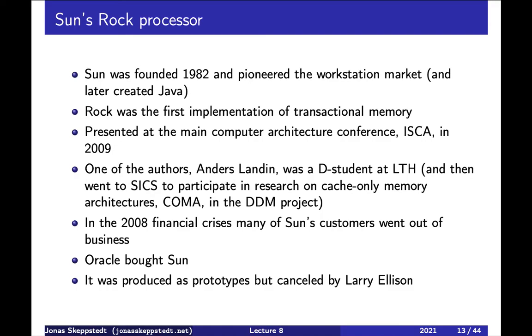The financial crisis was mostly a problem for the United States, but well, it doesn't matter for other countries in this context. Many of Sun's customers had severe problems and went out of business, and Oracle could buy it. Okay, and the boss of Oracle, Larry Ellison, decided to cancel this CPU.